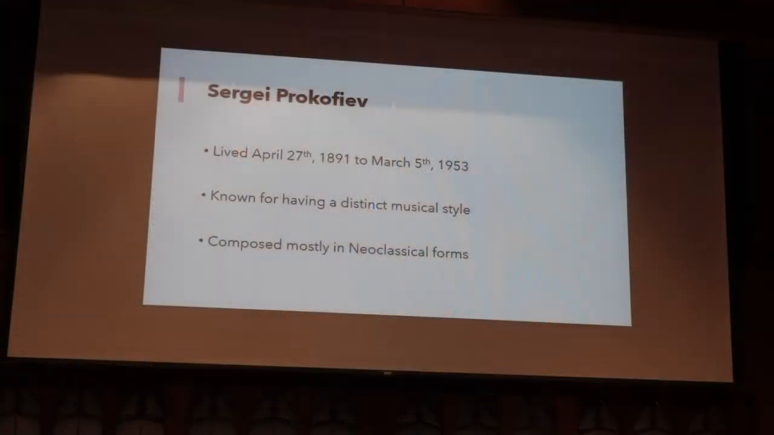He usually composed in neoclassical forms, which refers to basically just the classical structures and the genres that he wrote in. And so that would be like Baroque dances, piano sonatas, concerti, symphonies, opera, ballet. These types of pieces are really what Prokofiev composed for most of his life, which in the 20th century, a lot of musicians had moved away from.